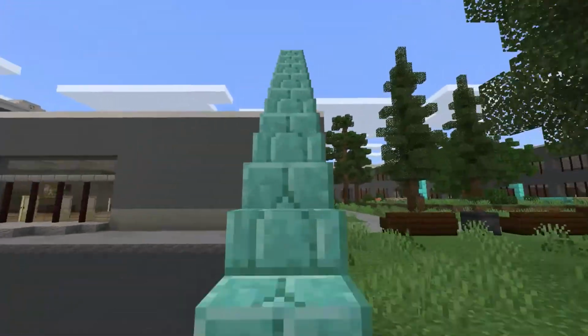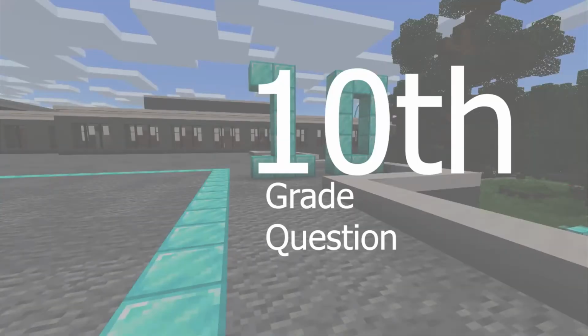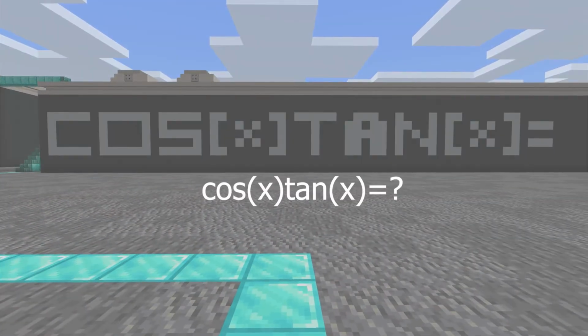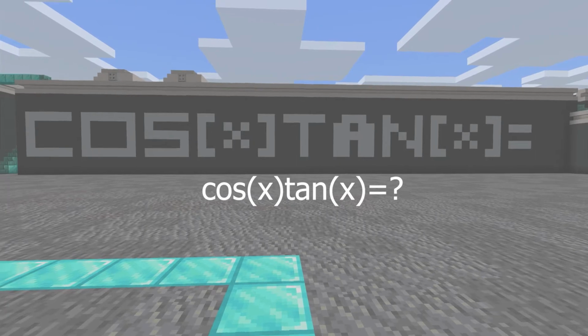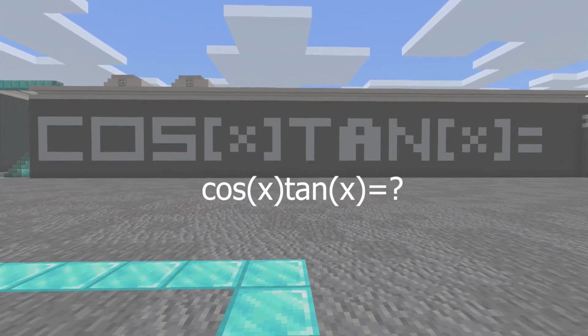And next, we're gonna move on to our 10th grade question, which deals with trigonometry, which is a study of relationships between side angles and lengths of triangles. So the question is, cosine x times tangent x equals what? Hint, you can substitute tangent x for something else as well. Do you know the answer?